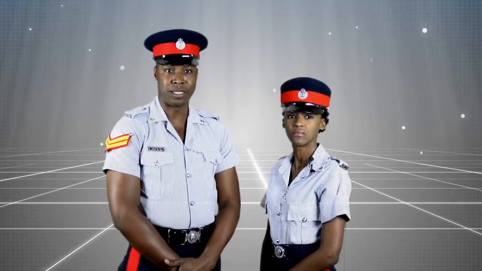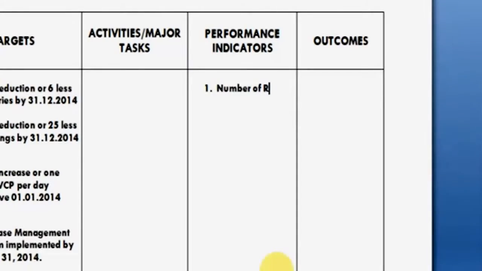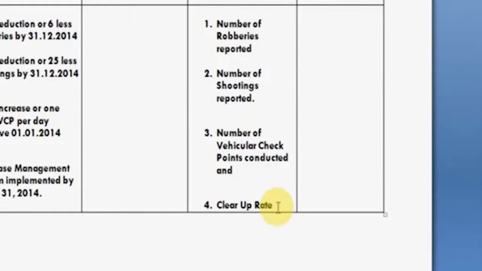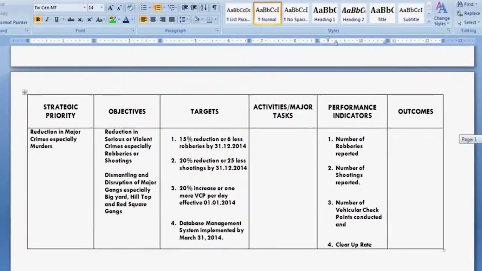Now, can you recall targets that we have set for robberies, shootings, and VCPs? We may want to watch or keep track of: 1. The number of robberies reported, 2. The number of shootings reported, 3. The number of vehicular checkpoints conducted, and 4. We may also want to look at the clear-up rate for robberies and shootings.